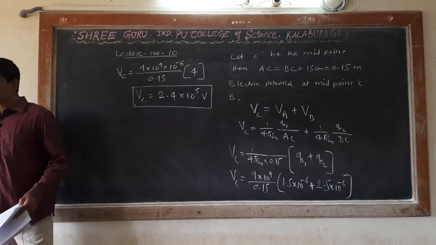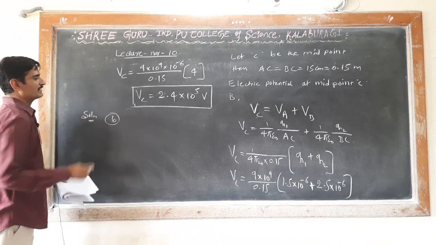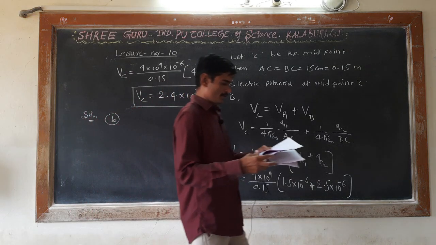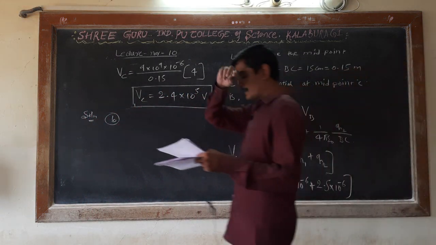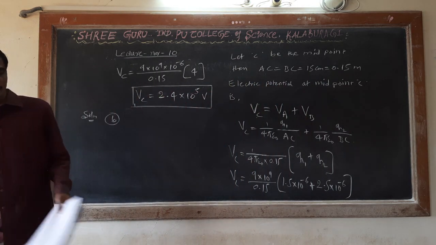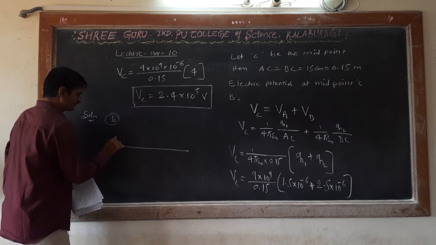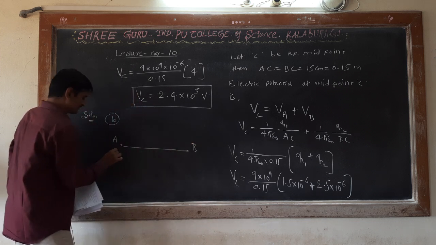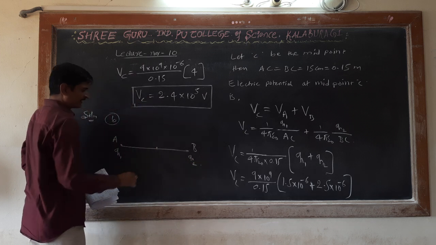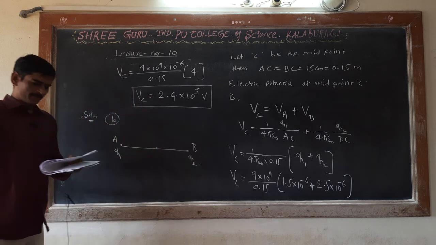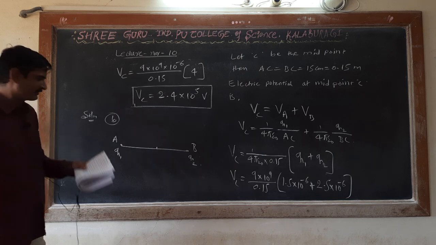Next, solution for B. Another part is there in this question. What is that? At a point 10 centimeter from this midpoint in a plane normal to the line passing through the midpoint. Okay, so now this is A, this is B, this is Q1, Q2. At a point 10 centimeter from this midpoint in a plane normal to the line passing through this midpoint.